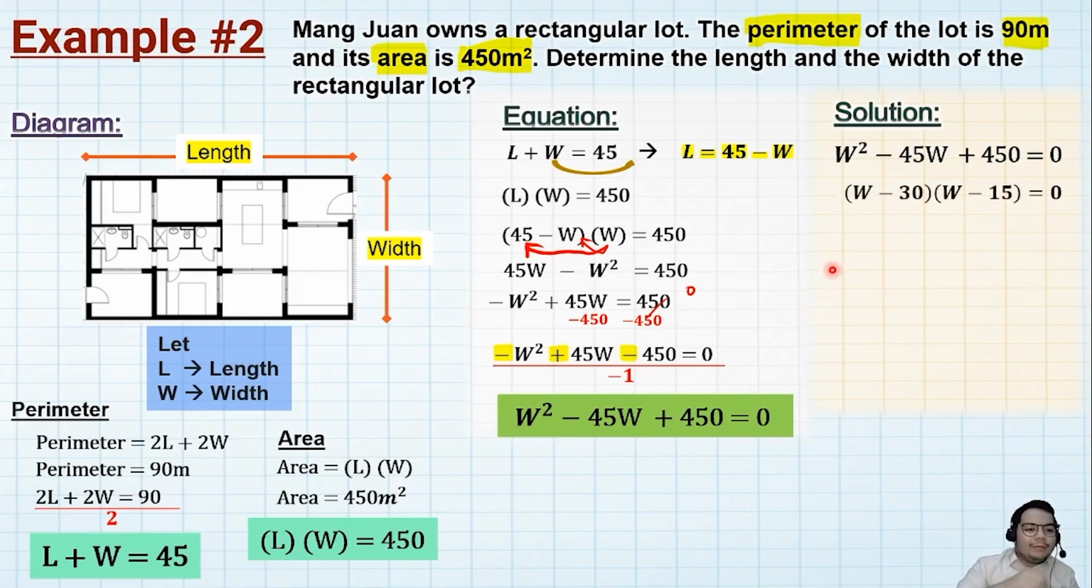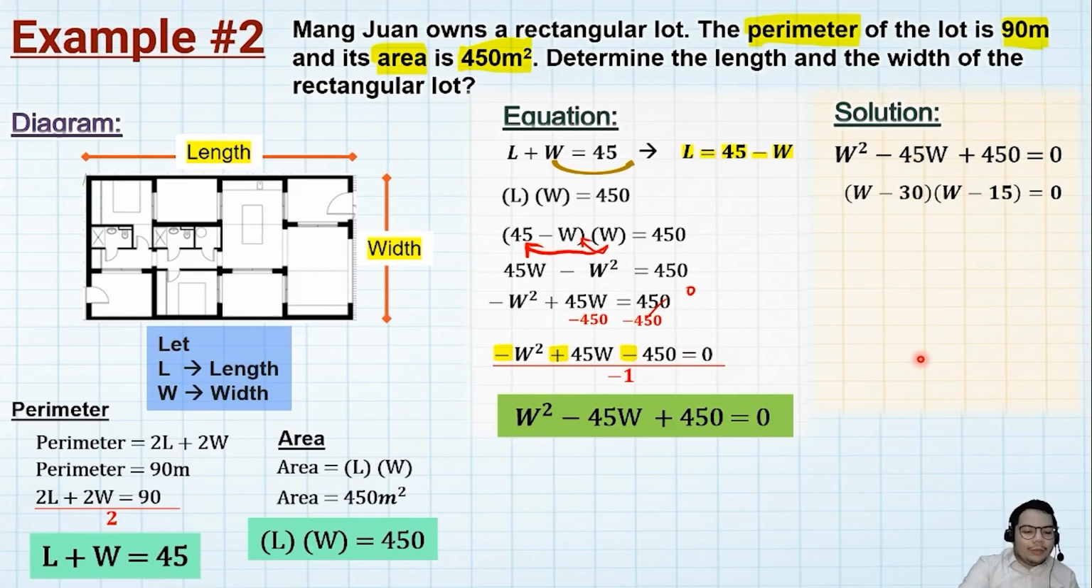So, I have my factors as w minus 30 and w minus 15 because if we try to multiply negative 30 times negative 15, that will be equal to positive 450. Pag in-add naman natin silang dalawa, ang sagot naman ay negative 45. So, tama yung factors natin.